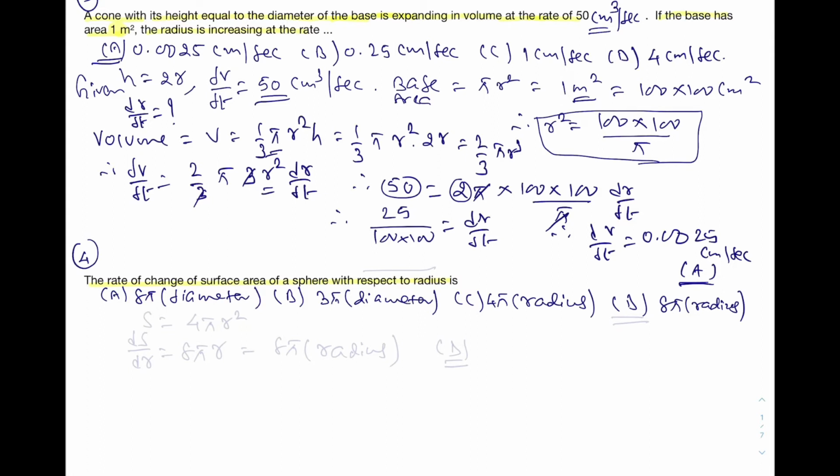What is the formula for surface area of a sphere? It is 4 pi r square. But with respect to radius, so we need dS/dr, and dS/dr is 8 pi r. So can we write this as 8 pi into radius? r is radius. So answer is 8 pi into radius. So D option is there.